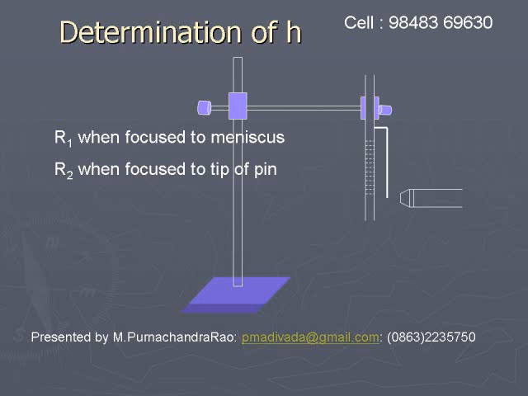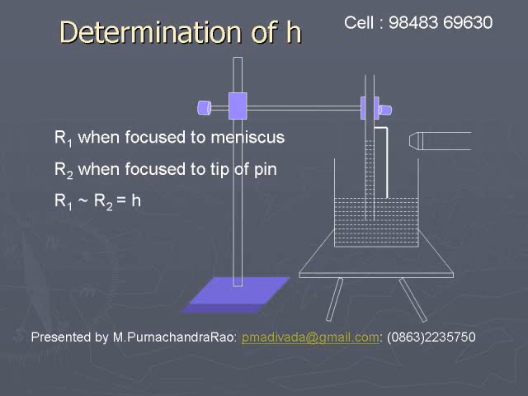Then the beaker is raised slowly and the stand under the beaker is removed, and the beaker is lowered so that the tip of the pin is visible clearly. Then the microscope is lowered. By lowering the microscope, it is focused to the tip of the pin, which indicates the surface of water.